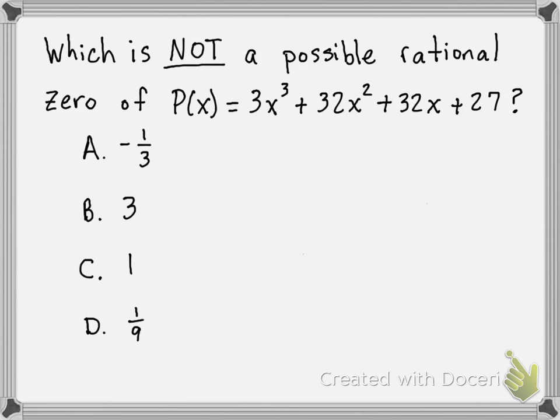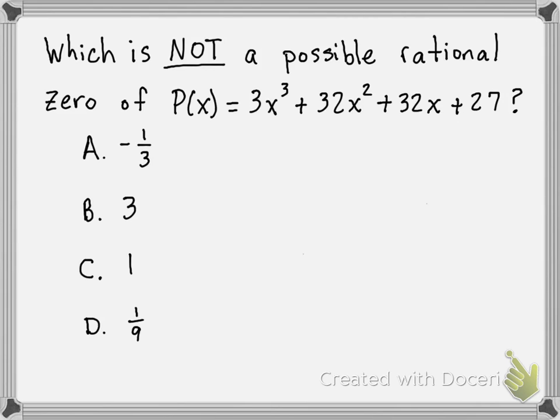Now, the first thing that we need to know is the rational zero theorem, right? And this theorem is going to allow us to list all of the possible rational zeros for this polynomial function. And once we do that, then we'll see which of these four answer choices are not part of that list.